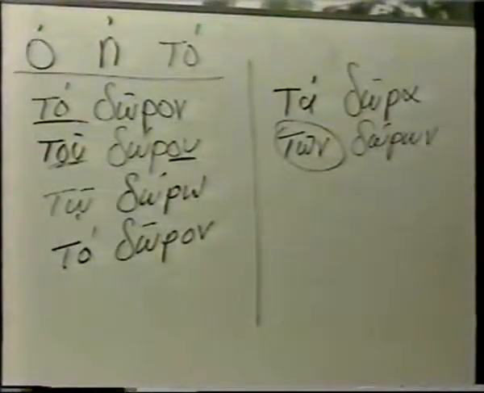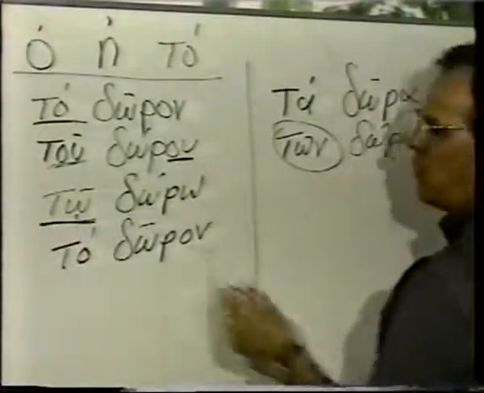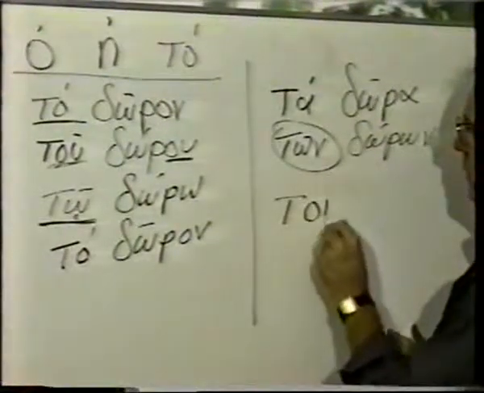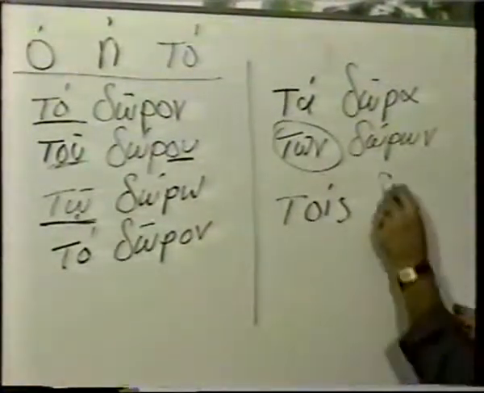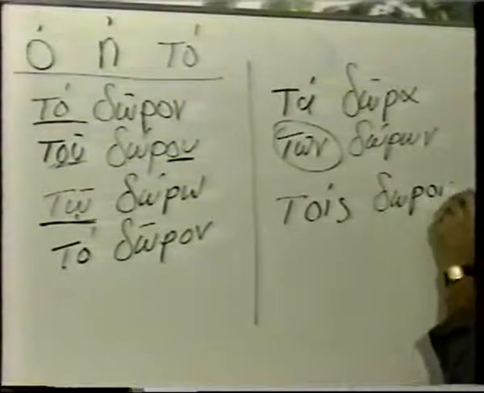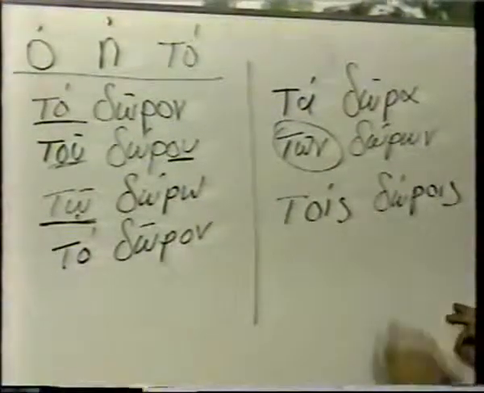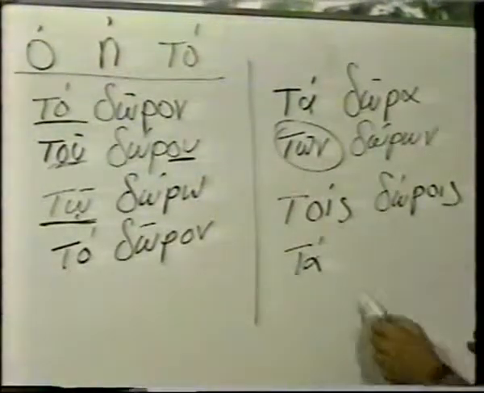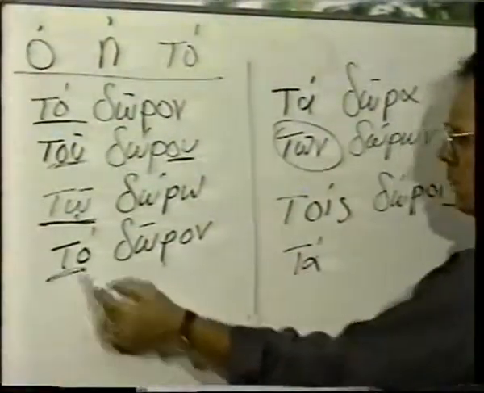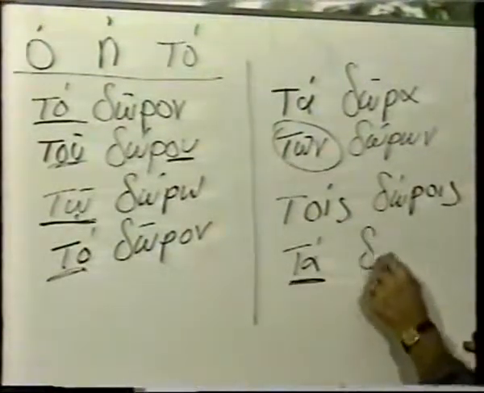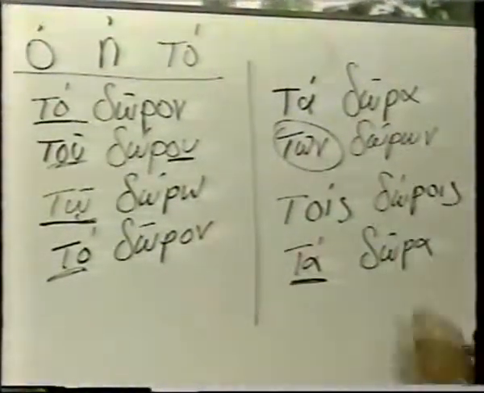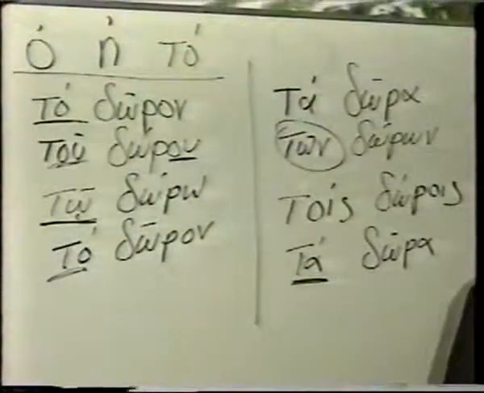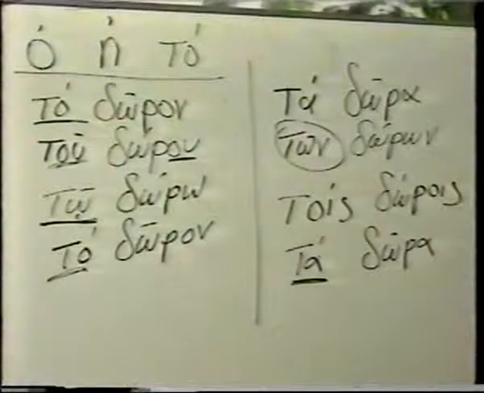Now let's continue on. We're going to move from the singular now to the plural, from tois. Tois doris. And then our last case is going to be the accusative in the plural, and it goes from to, ta, dora. Again, the accusative and the nominative case in the neuter is the same.